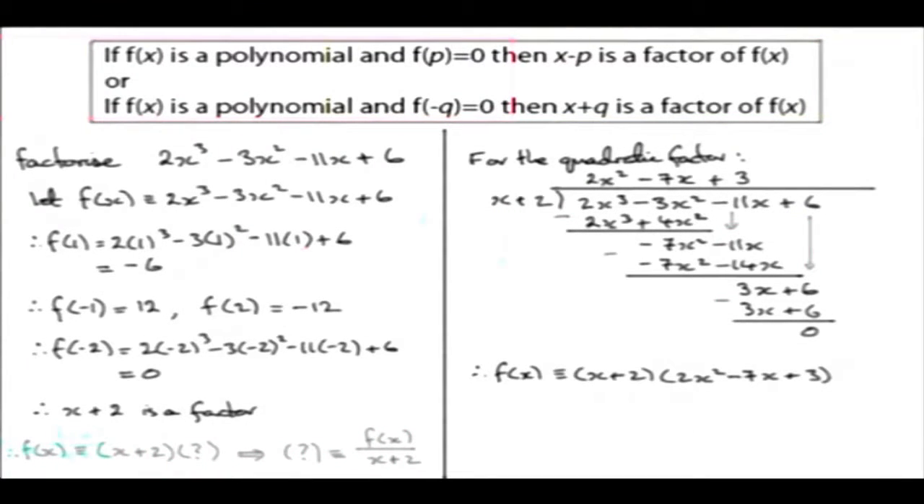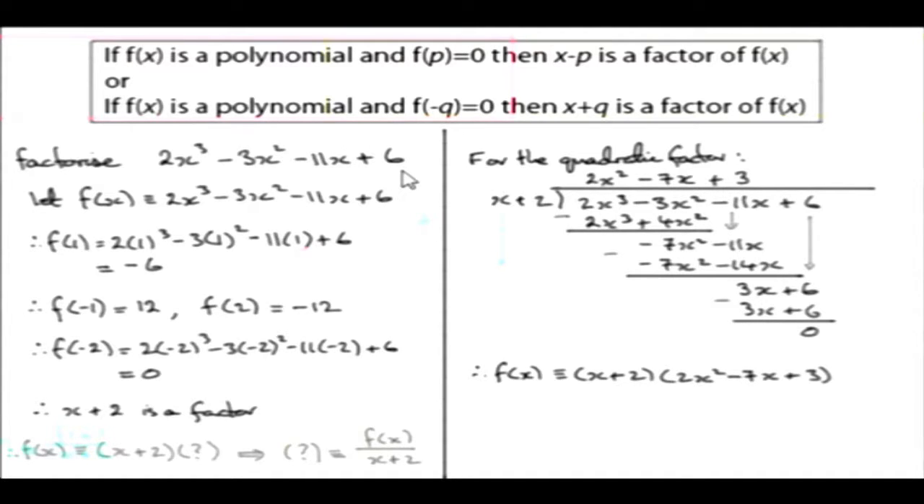Hi. Now I'm assuming that if you're watching this particular video that you are on my website and you've watched the previous one to this, and that was where we tried to use the factor theorem to factorize a cubic polynomial. This one here, 2x cubed minus 3x squared minus 11x plus 6.